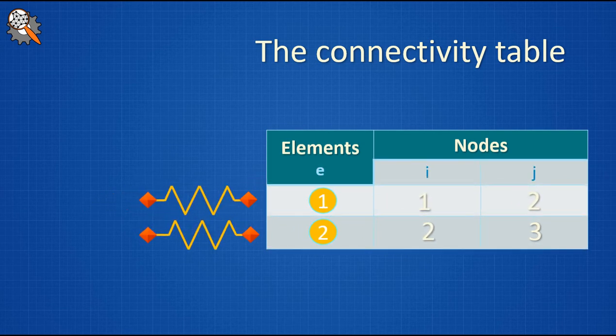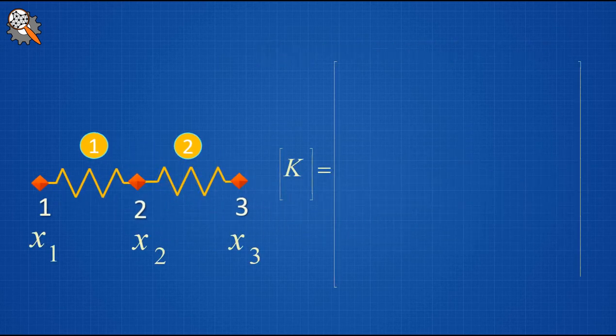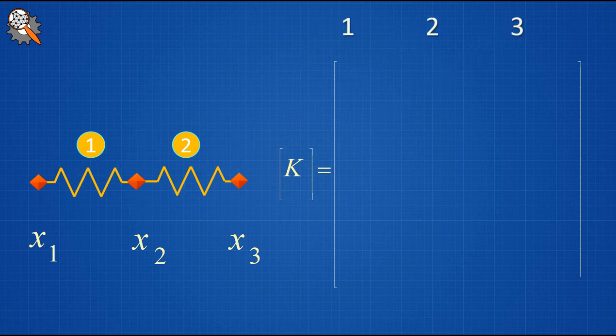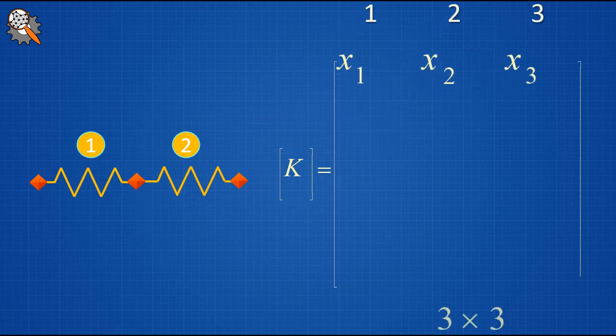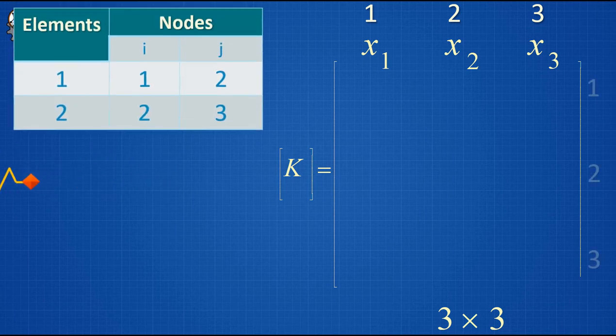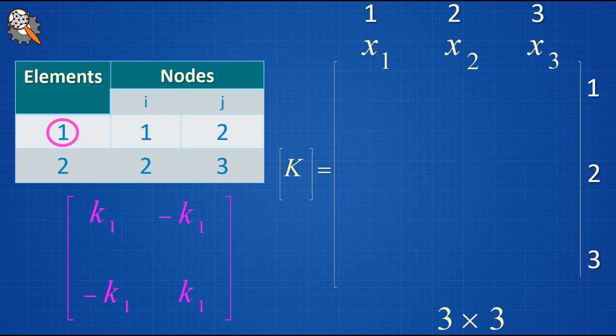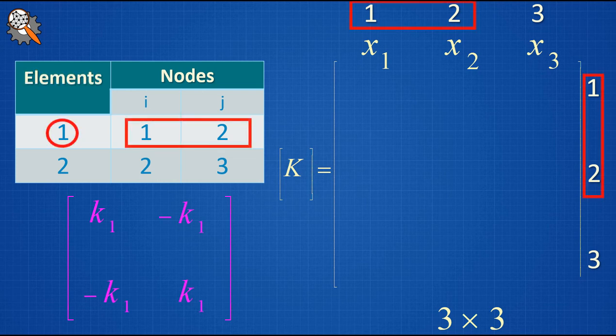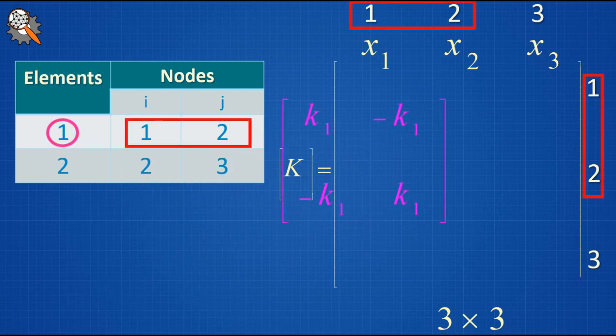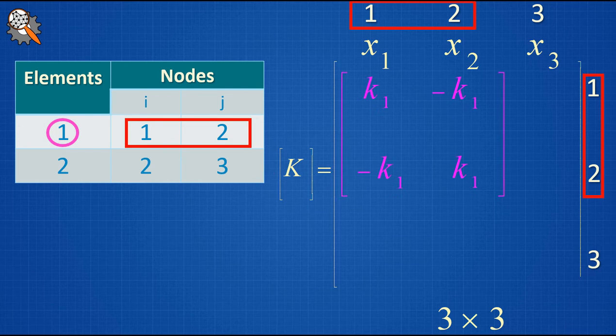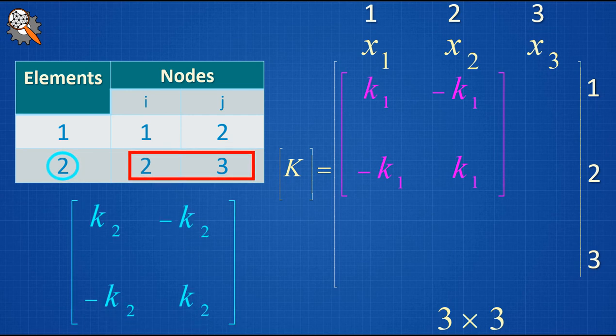We have a mesh made up of 3 nodes, having 1 degree of freedom each, which gives a total number of degrees of freedom equal to 3. The size of the total stiffness matrix is therefore 3 times 3. With the connectivity table already obtained, we start with the first element which is located between the first and the second node. Its elementary matrix is placed between the first and the second column, and the first and the second row. In the same way, the second element, which is located between the second and the third node, is placed between the second and the third column and the second and the third row.